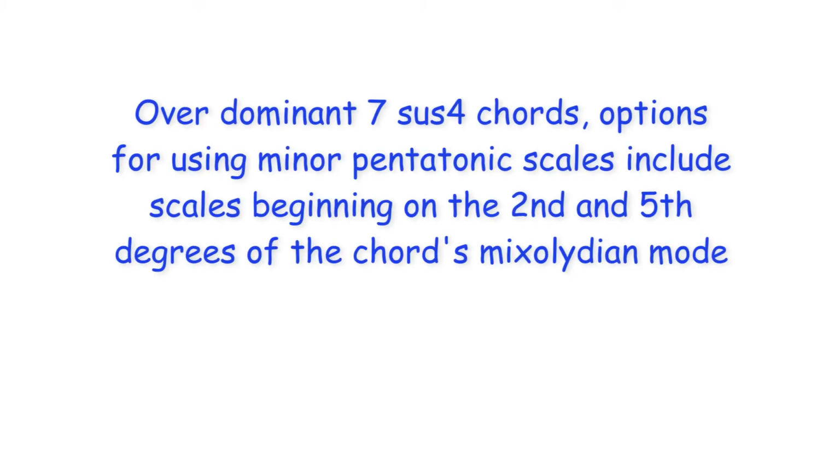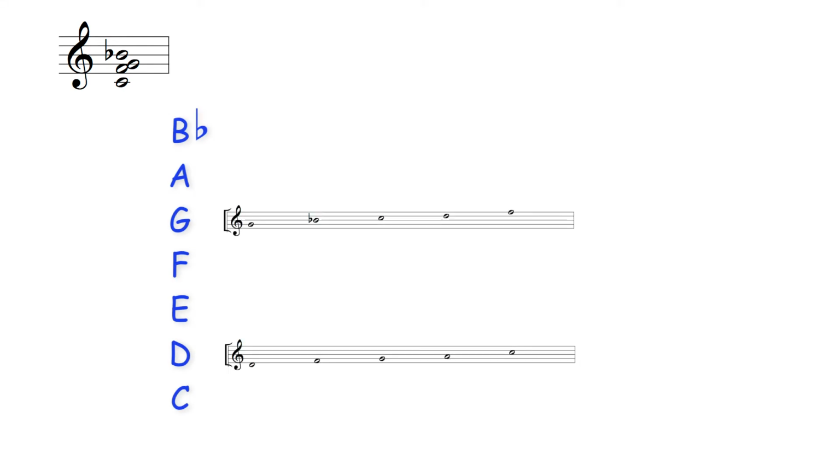Over dominant 7th sus4 chords, options for using minor pentatonic scales include scales beginning on the 2nd and 5th degrees of the chord's Mixolydian mode. Over C dominant 7th sus4 harmony, for example, the D minor and G minor pentatonic scales may be used.